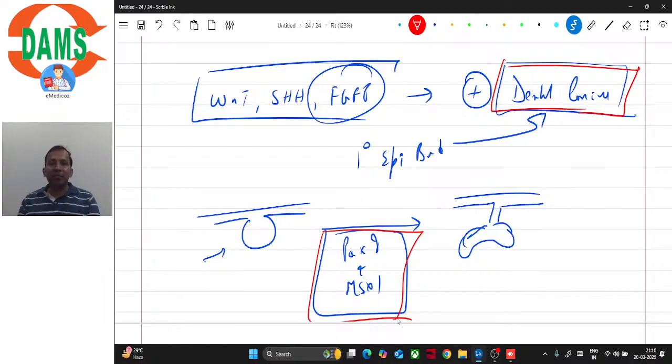Inhibitory there is only one, BMP2 and 4. So these two are inhibitory. The rest are proliferative: WNT, SHH, FGF8, PAX9. These are all proliferative, right?